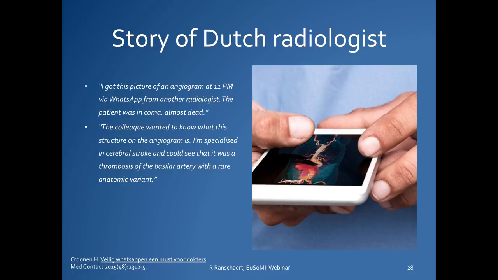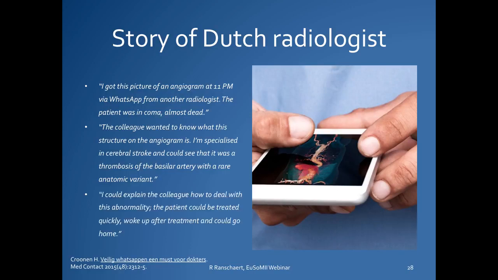in cerebral stroke, he could see what it was, which was a thrombosis of the basilar artery with a rare anatomic variant. So he could explain to his colleague what the problem was, and he could also explain how to deal with it. So this way the patient could be treated efficiently, and the patient could also go home after the treatment, which is of course a good story for the patient.